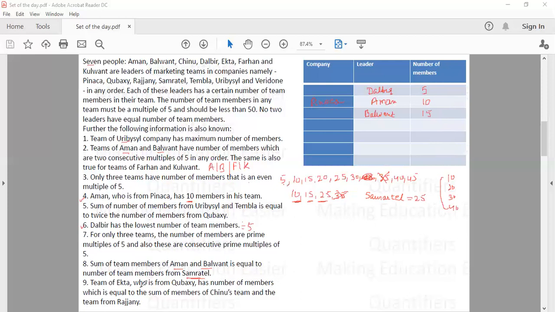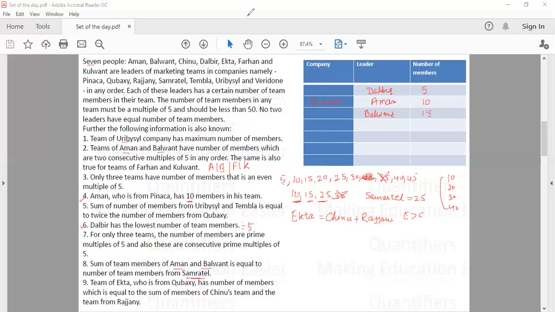Next it says the team of Ekta, who is from Quebecsy, has a number of members equal to the sum of members of Chinu's team and Rajani's team. So Ekta's team has members equal to the team of Chinu and the team from company Rajani. It simply means that Ekta's team must have more members than Chinu's team, right? The members in Ekta's team are more than Chinu's team.